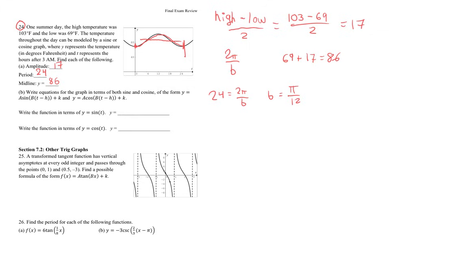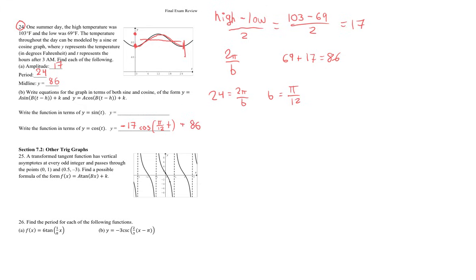So we know that for our cosine graph, that's going to be negative because we're starting at the bottom versus the top. And then our amplitude, A, 17, times the cosine. Now we know our B is pi over 12. And it doesn't shift at all, so that's just our T. Plus, now we have to move it up to our midline, so 86.